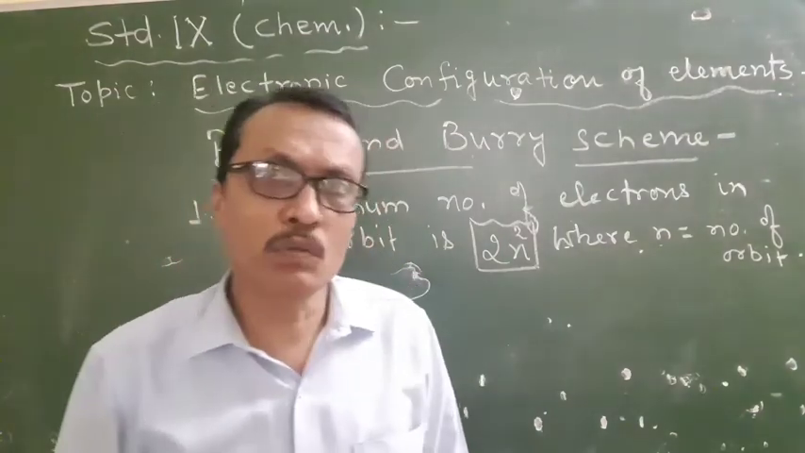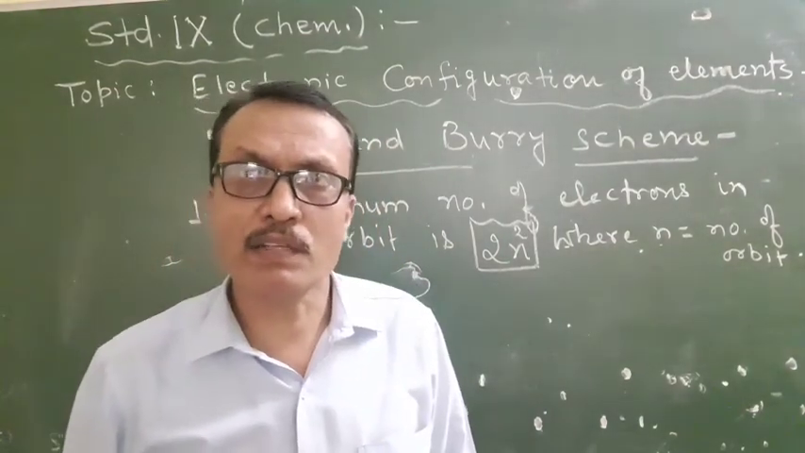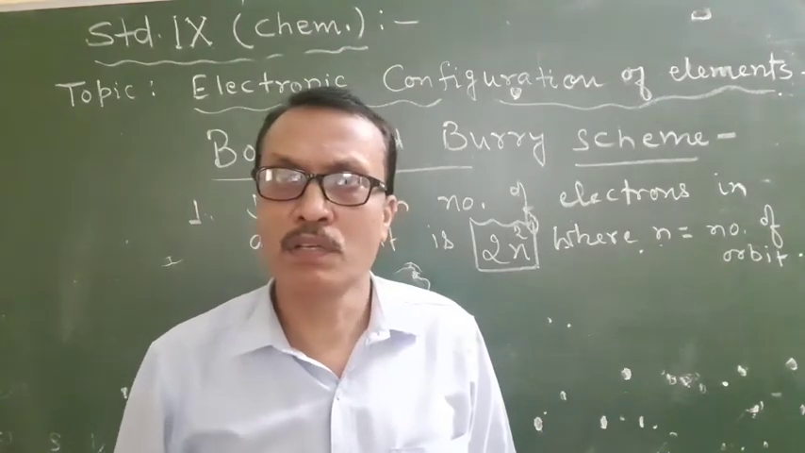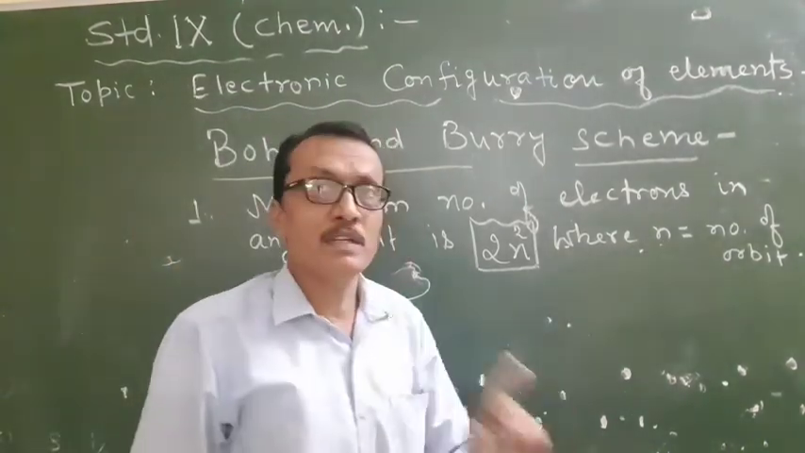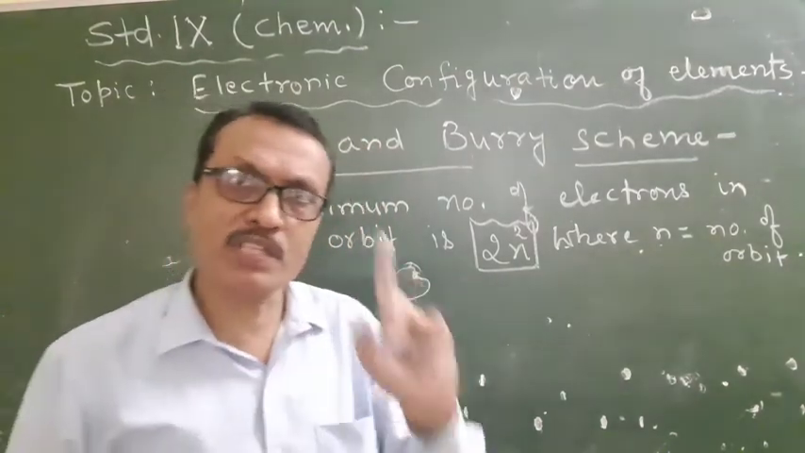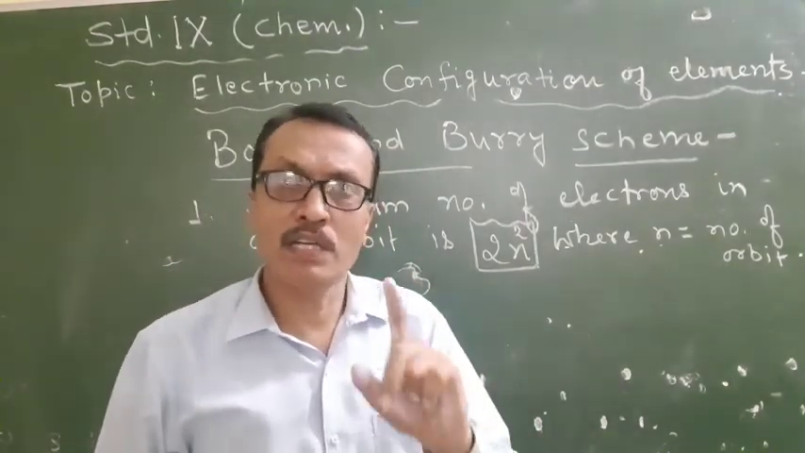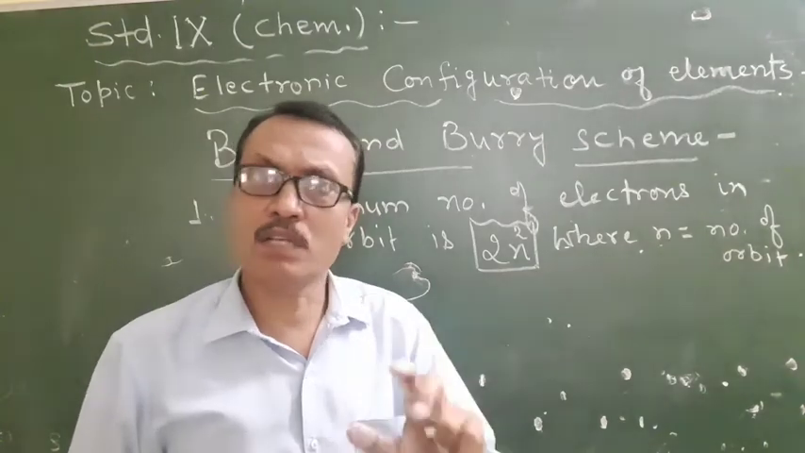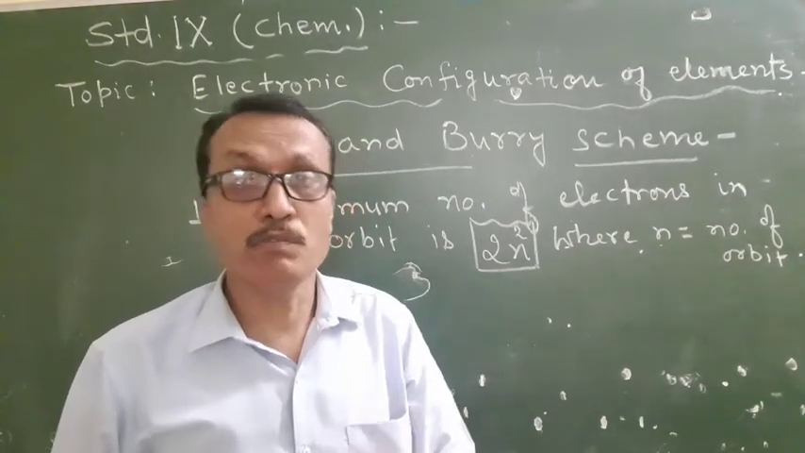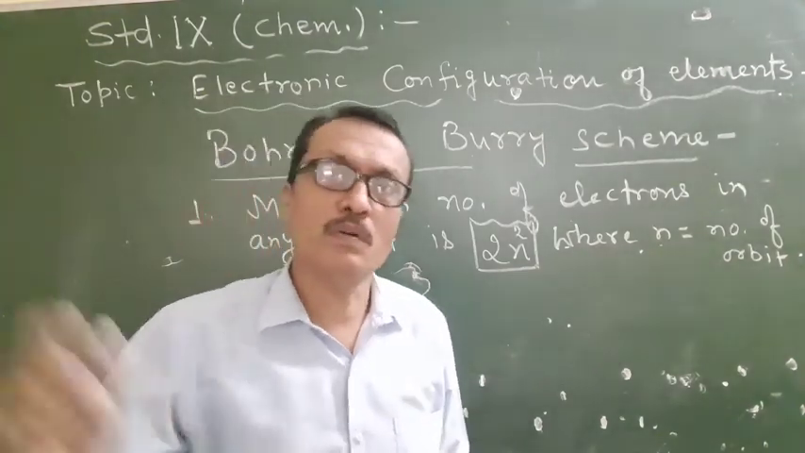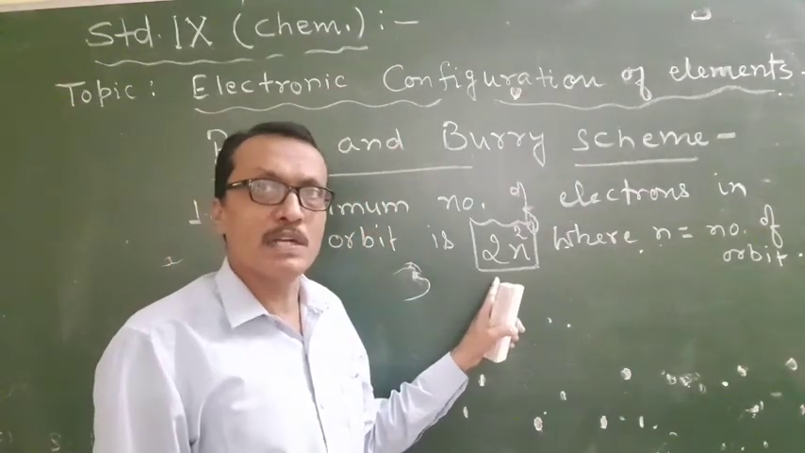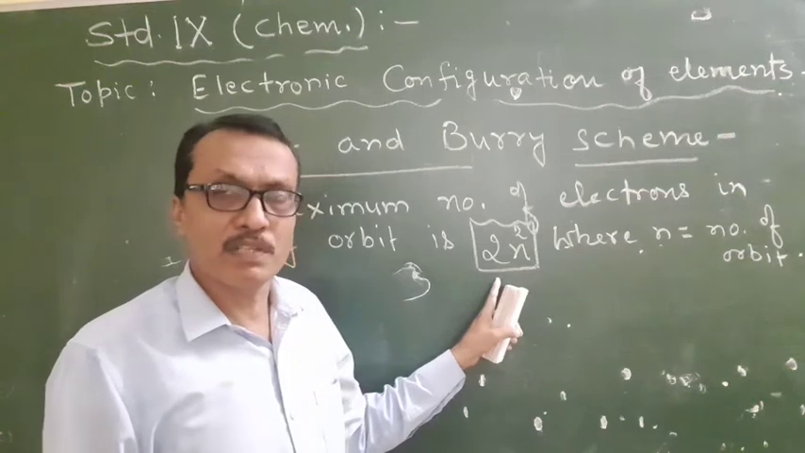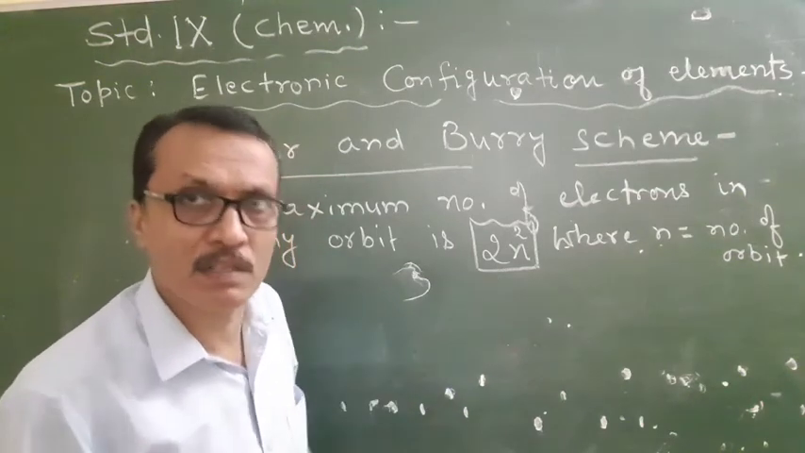Suppose you want to know the maximum number of electrons for the first orbit. For the first orbit, the value of n will be 1. For the second orbit, the value of n will be 2, and for the third orbit, the value of n will be 3, and so on. So from this formula you can know the maximum number of electrons in any orbit, right?